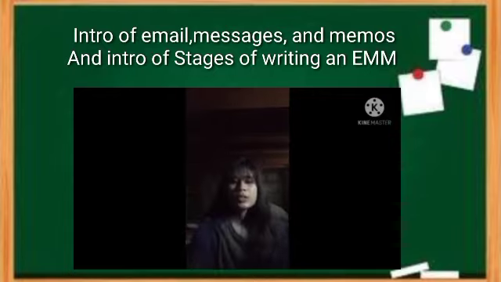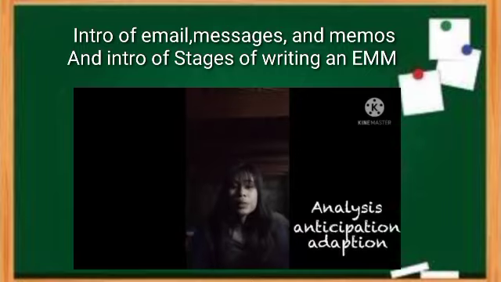There are 3 stages in writing an email, message, and memo, according to Goofy 2018. The purpose of these stages is to teach us how to write an email, message, and memo. Stage 1 is analysis, anticipation, and adaptation. In writing a message, you first have to analyze the content of your message. What is the purpose of your message? It will be better if your message is bias-free so that you can avoid conflicts.